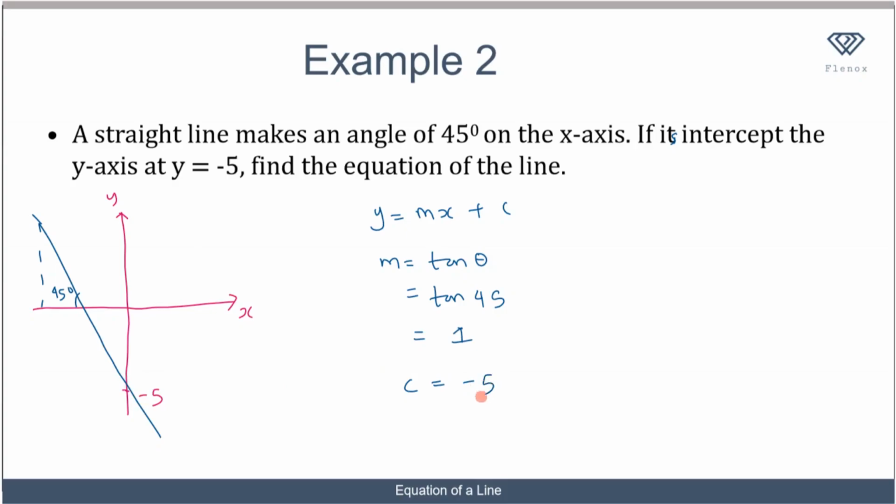So if I substitute the values of m and c into the equation, I have y is equal to my slope, which is 1, times x, and my c, which is minus 5. So I have y is equal to x minus 5. This is the equation of the line. So that pretty much sums up our discussion on finding the equation of a straight line.